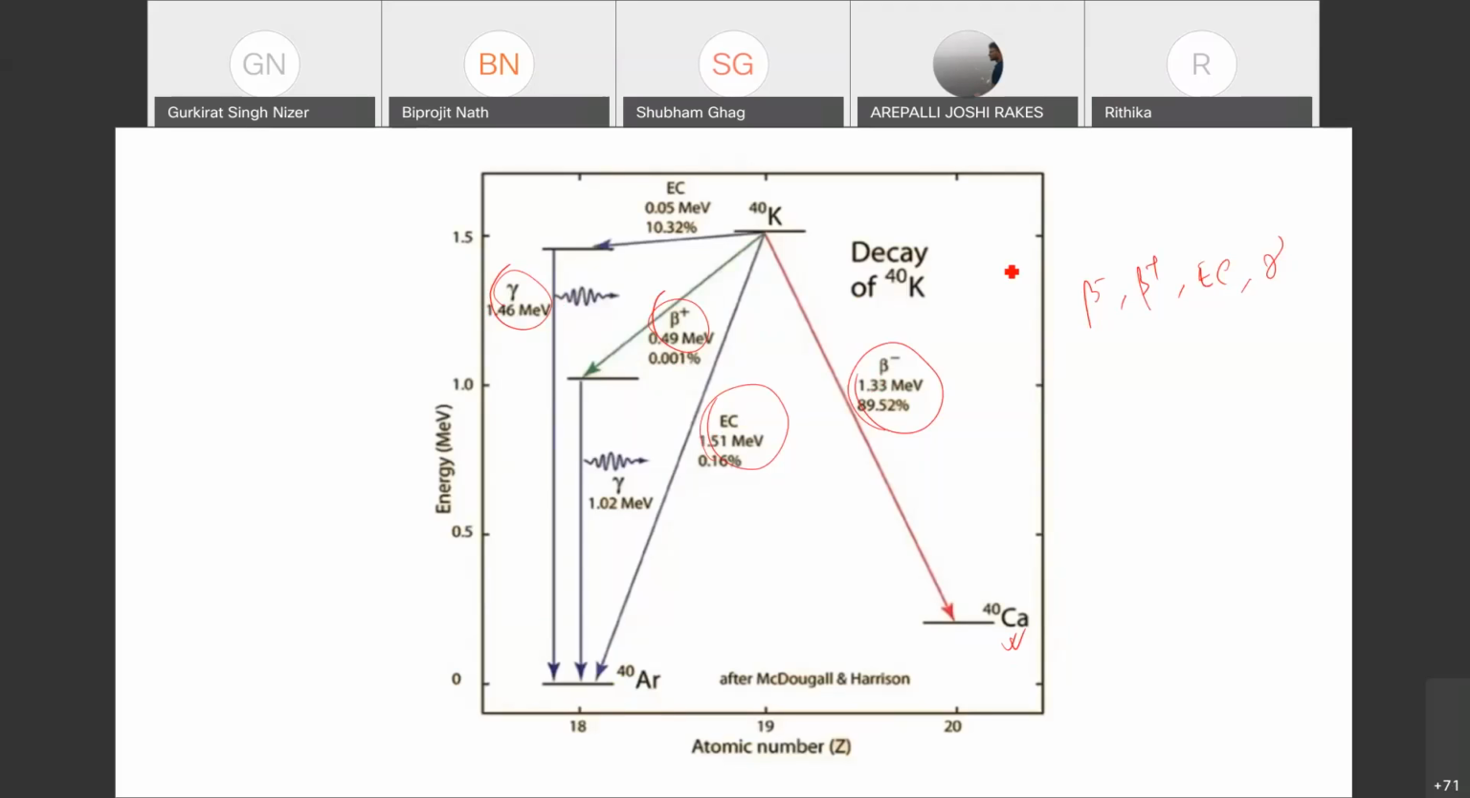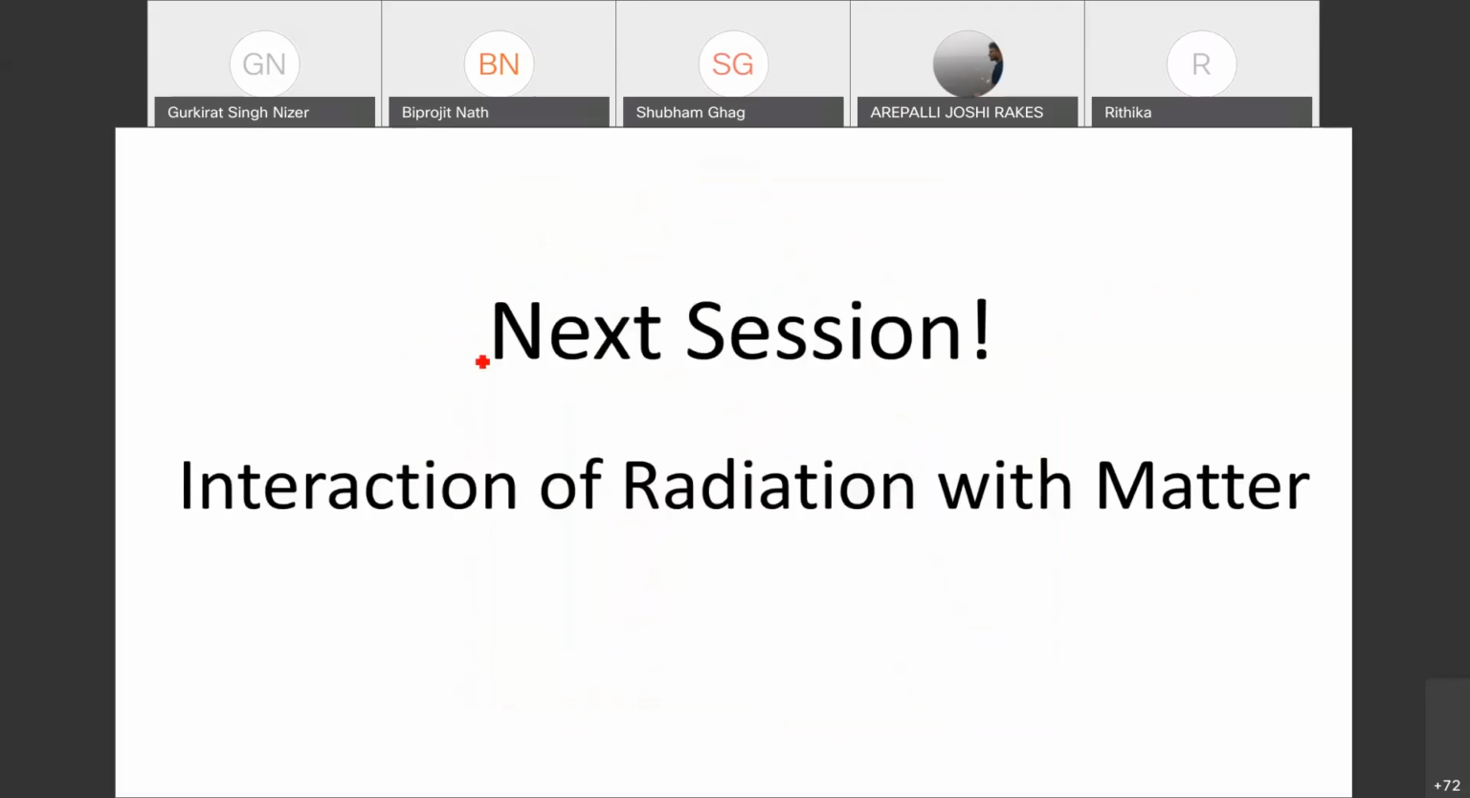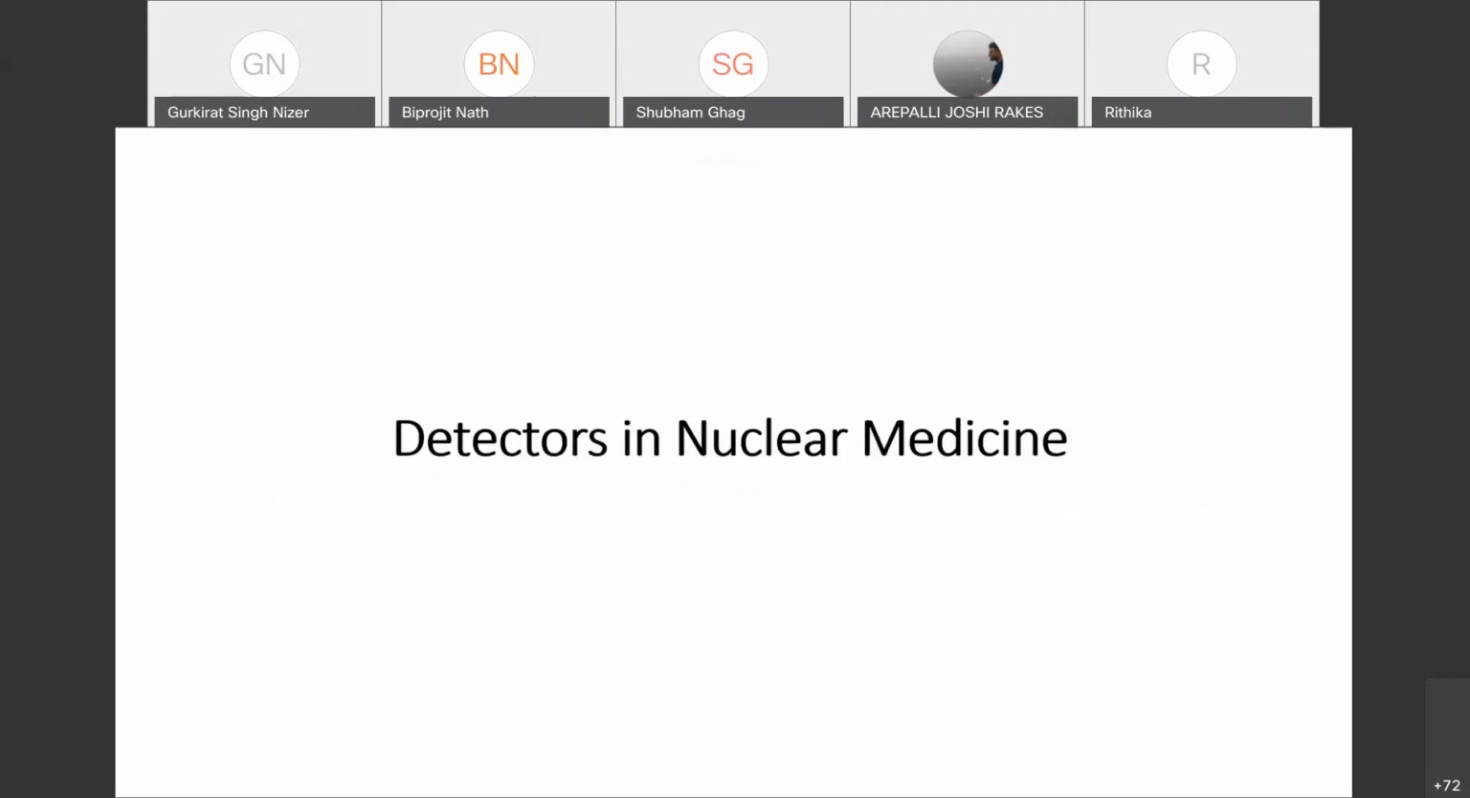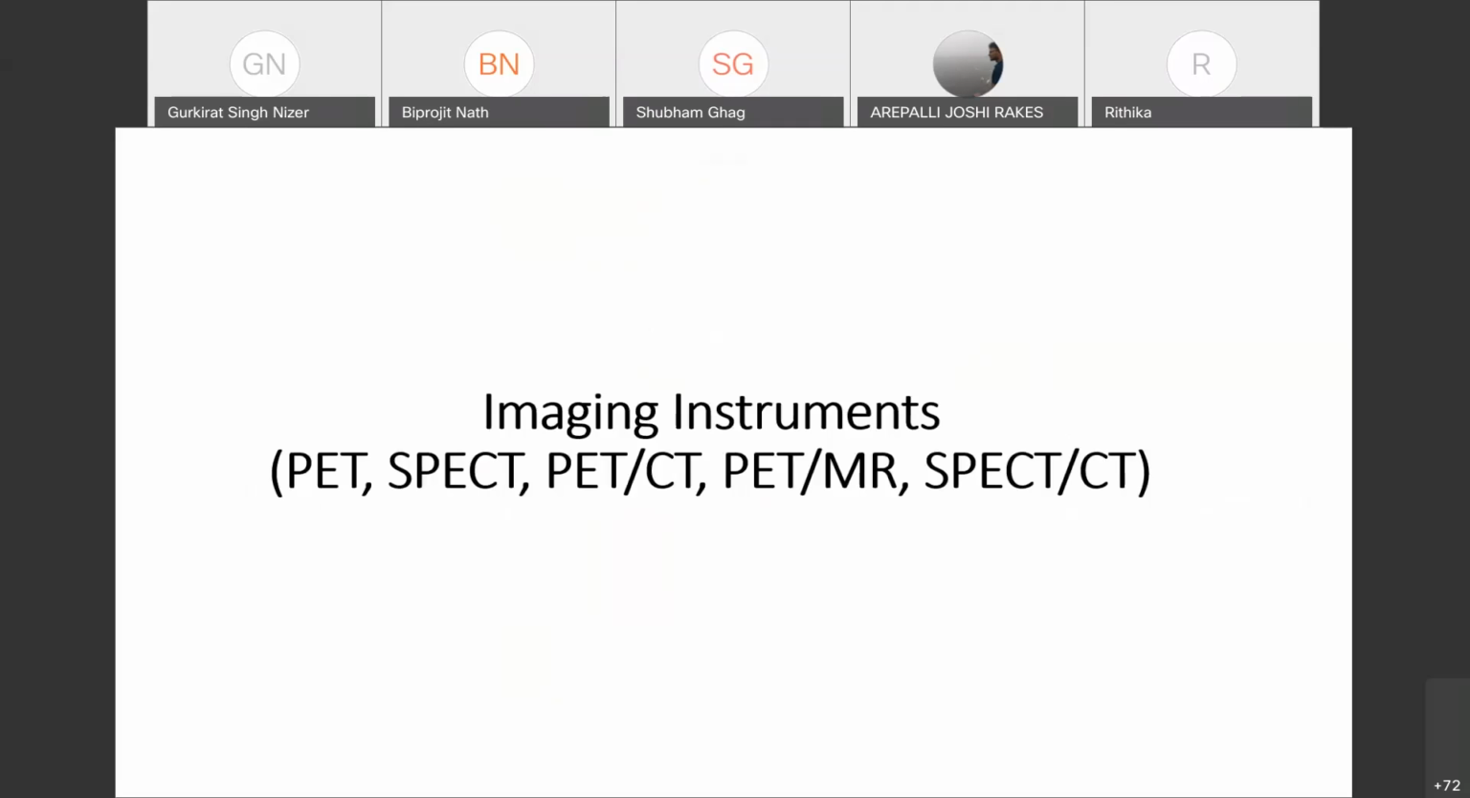In the next presentation, Shrankala from IIT Kharagpur will tell what happens when this gamma ray photon interacts with matter. In the next session we'll talk about interaction of radiation with matter, followed by how these gamma ray photons are detected by the detector. We have a session from Gurkirat on detectors in nuclear medicine. We also have one session on how these gamma ray photons are used for imaging, PET imaging and SPECT imaging, how the instrumentation goes, or how it works basically. We'll talk about everything in detail.